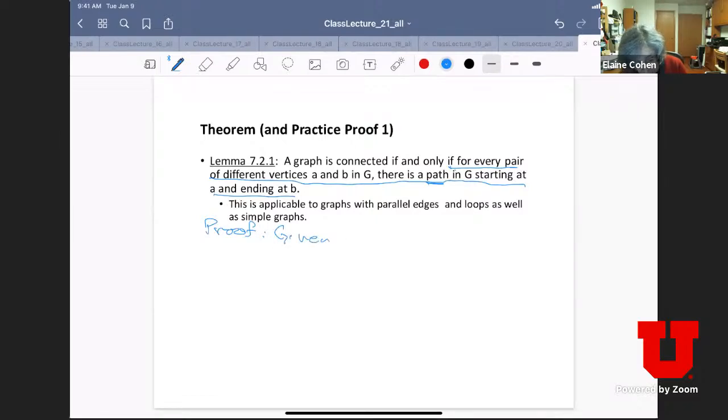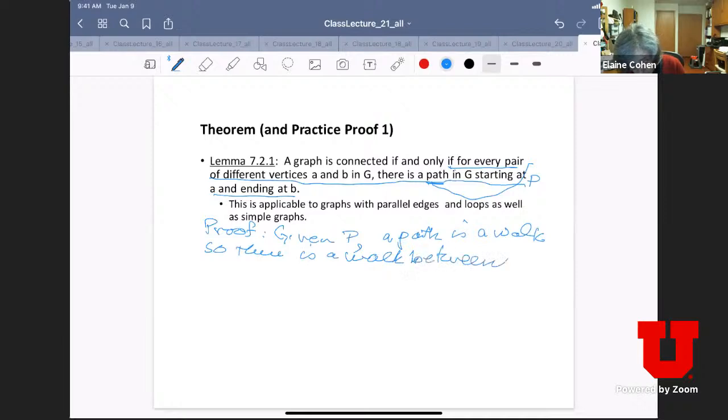Let me call this phrase P. Given P, a path is a walk by definition. So there is a walk between any two given vertices, and that implies G is connected. Okay, that was the easy direction.